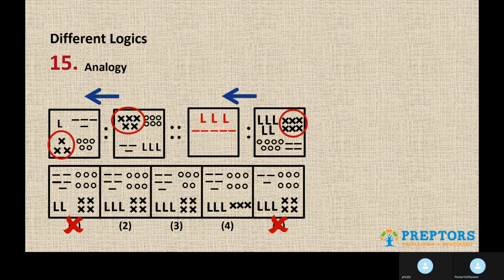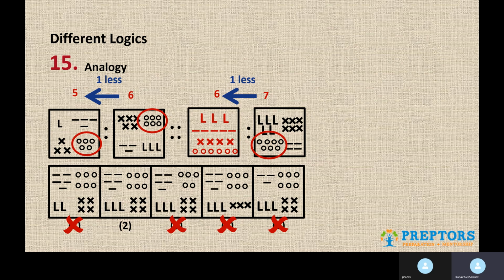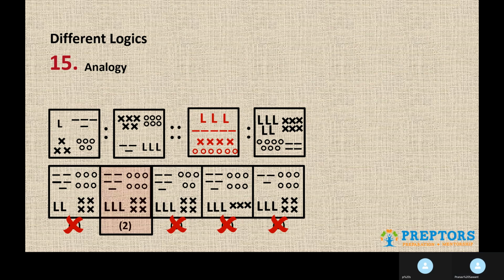X is reduced by 2. So x will be reduced by 2. Hence, we need 4x. Option 4 will be eliminated. Circles reduced by 1. So we need 6 circles. Hence, option 3 will also be eliminated. And option 2 is our answer.